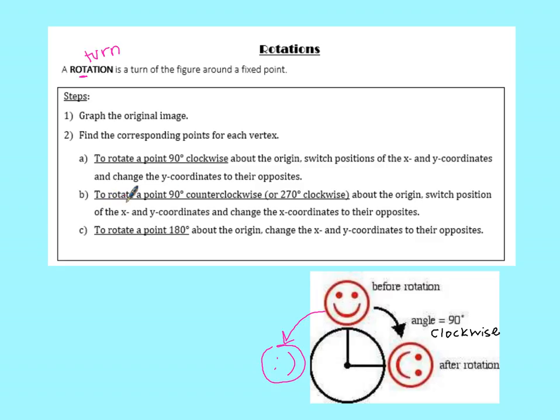In part B, it says to rotate a point 90 degrees counterclockwise, which is actually the same as 270 degrees clockwise. You're going to switch the position of x and y, and then change the x coordinate to its opposite. And then in our last situation, we're going to be rotating a point 180 degrees. That changes just the x and y to their opposites. So we're not flipping them there, we're just changing them to their opposites.